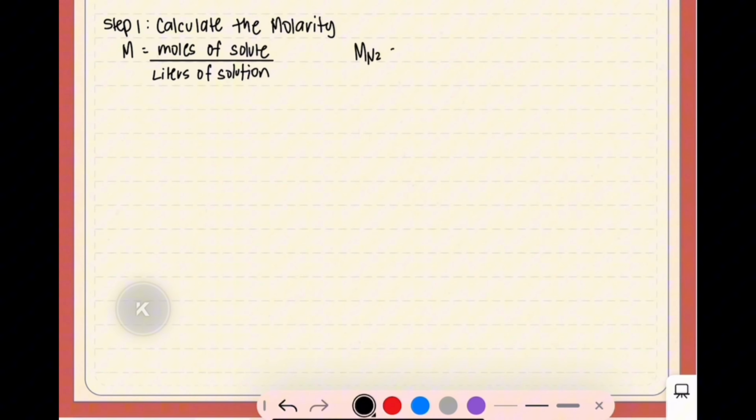Now, we get the molarity of each species starting from nitrogen. Molarity of nitrogen is equal to 0.249 moles over 3.50 liters. That would give us the result of 0.071 molarity. Next is the molarity of hydrogen.